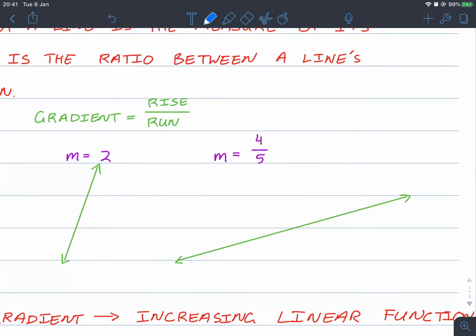One last example to get our understanding here. 4 over 5 means if I pick any point and move across 5 spaces, there'll be a rise of 4. So a rise of 4 divided by a run of 5, rise over run of 4 over 5.